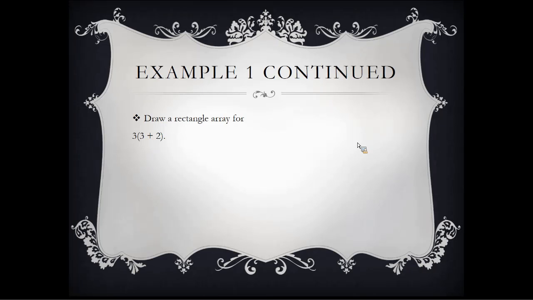Example 1 continued. We want to draw a rectangle array for 3 times the quantity 3 plus 2. So remember, we're doing this for this type of problem, for one more basic, but it will become more algebraic once we get variables involved. So here, showing a rectangle array, we have a 3 by 3 and a 3 by 2 set of squares. So 3 is our width, 3 is being multiplied to both 3 and to 2.